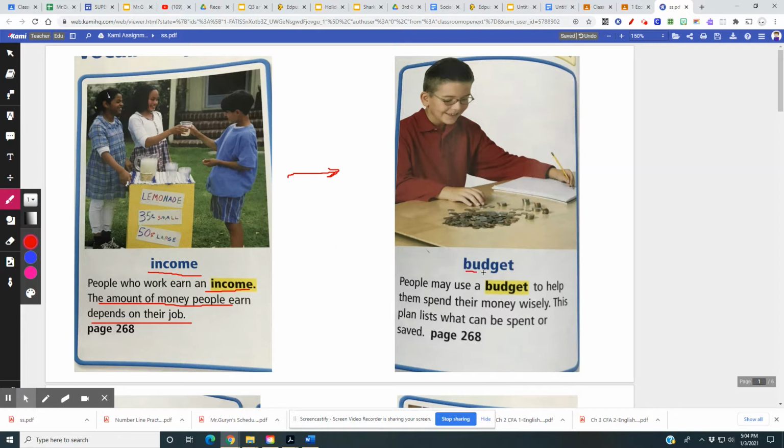Budget. People may use a budget to help them spend their money wisely. This plan lists what can be spent or saved. So let's look at our question. What is something you would save your money to buy? So, what's something really special that you would like to buy?